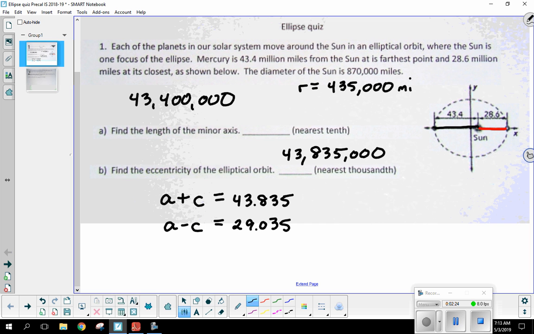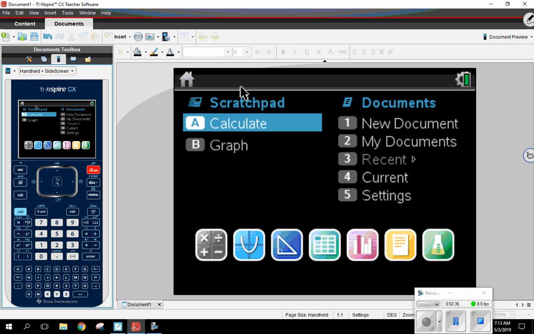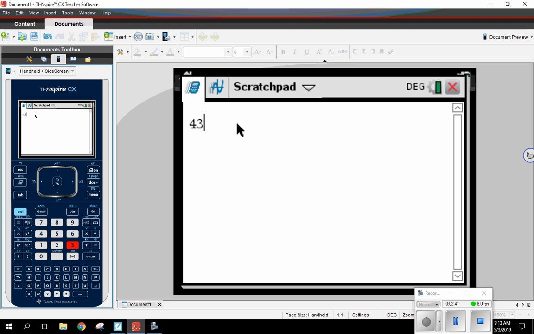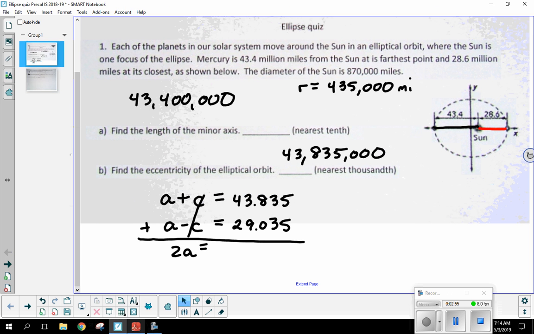Okay, well, immediately this is perfect for elimination. Add them up, the C's cancel. 2A is equal to 72.87. Okay, let me go ahead and put this in the calculator. 43.835 plus 29.035. Okay, so 72.87. If I go ahead and divide through, we see that A is equal to 36.435.